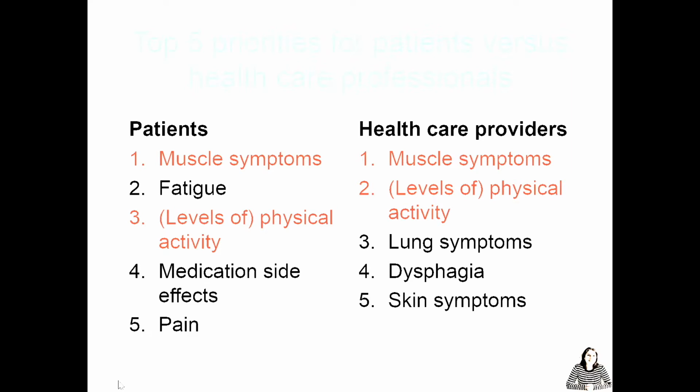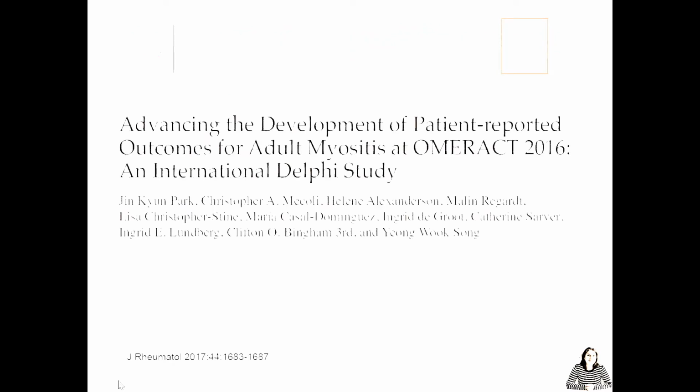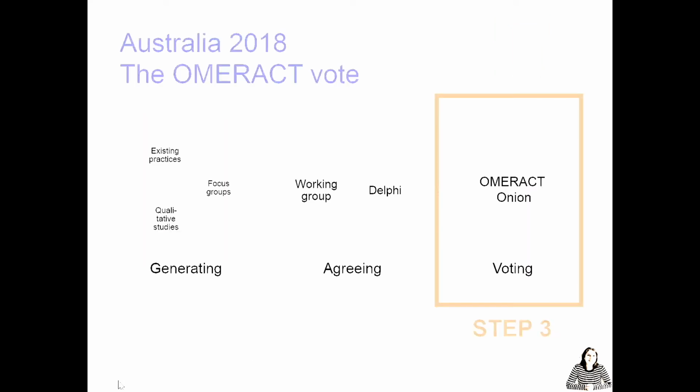So we wrote about this again, about our findings in another manuscript that was also published, and where Catherine and I were co-authors, which is also a great thing about OMERACT, that you can participate as being a co-author. And the third and final step in this process is the voting process.